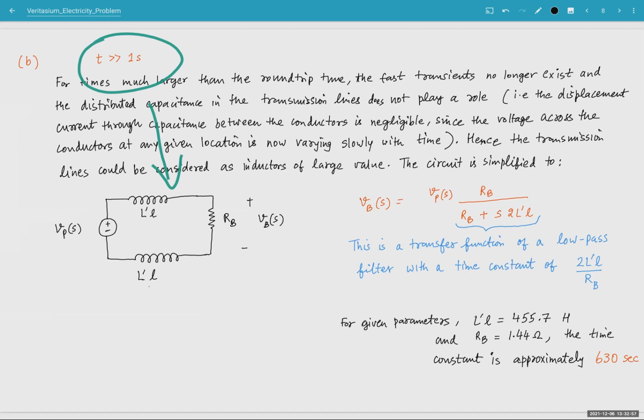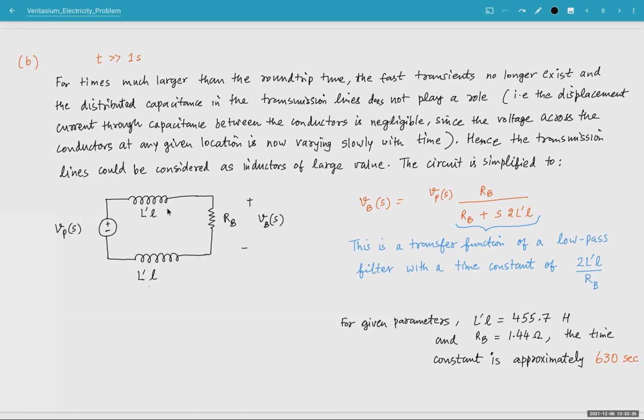So either for less than 1 second or much larger than 1 second, in both cases we can model this circuit with lump circuit parameters. In this case, the total inductance, if you multiply the inductance per unit length with the length of the wires, comes to about 455 henries. So, a very large inductor. If you look at this circuit's transfer function, you have to charge up this huge inductor, store magnetic energy, and it takes time.